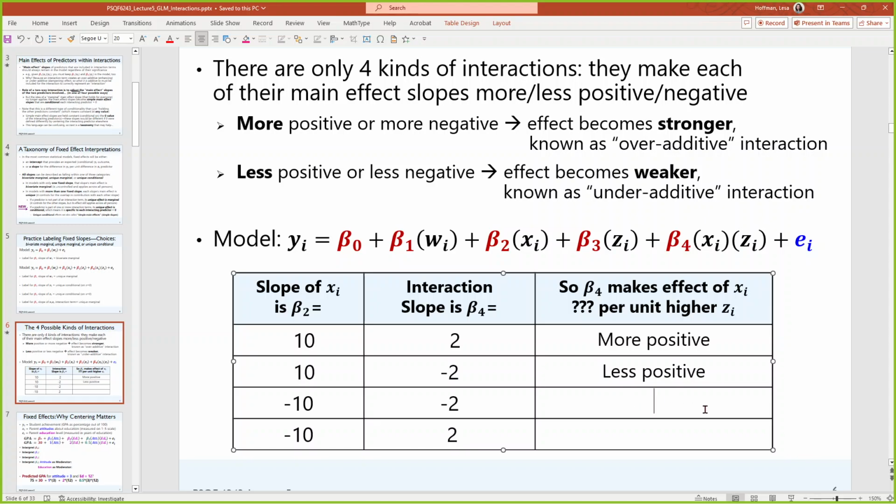I once had a student argue with me because of this, that less positive and more negative were the same thing because they're heading the same way on the number line. And my response to that was, tell that to the Weather Channel.